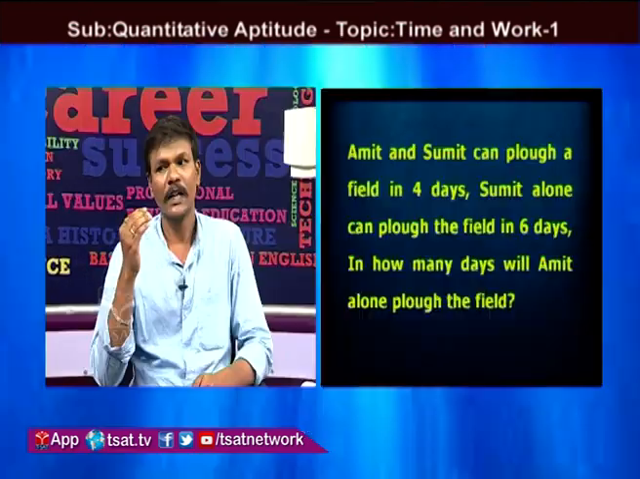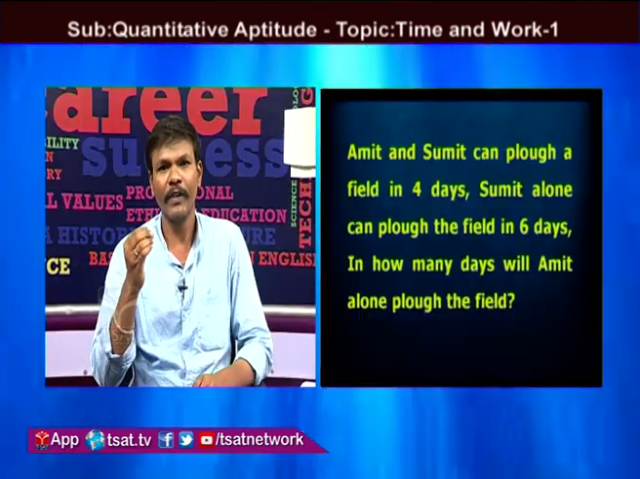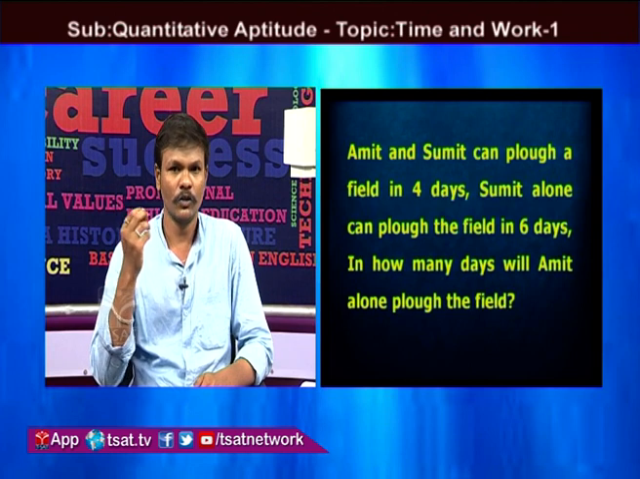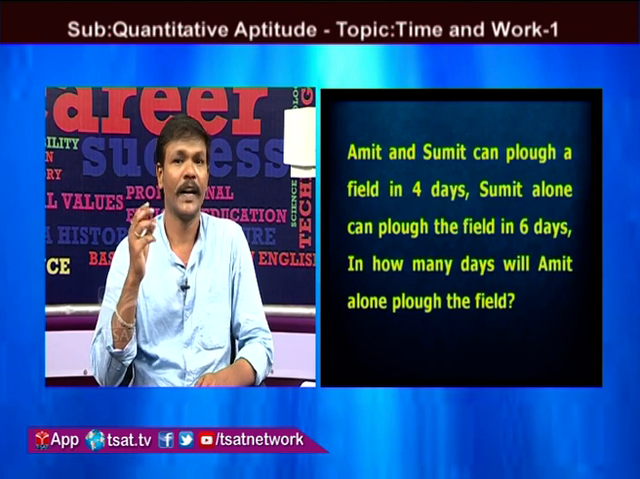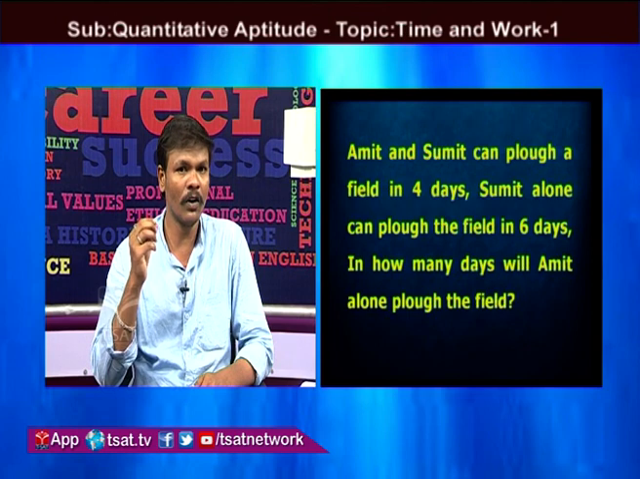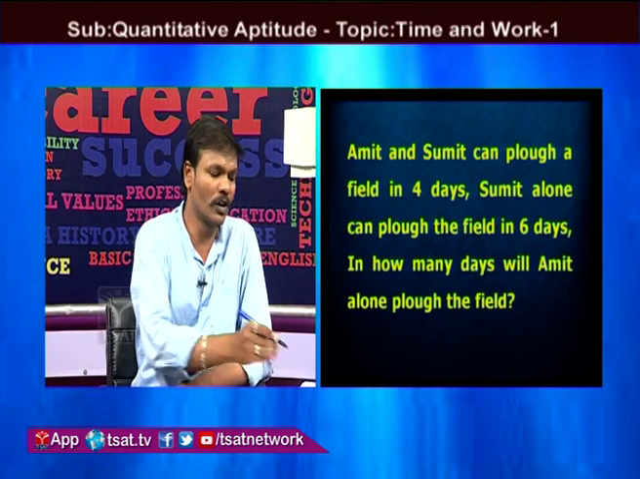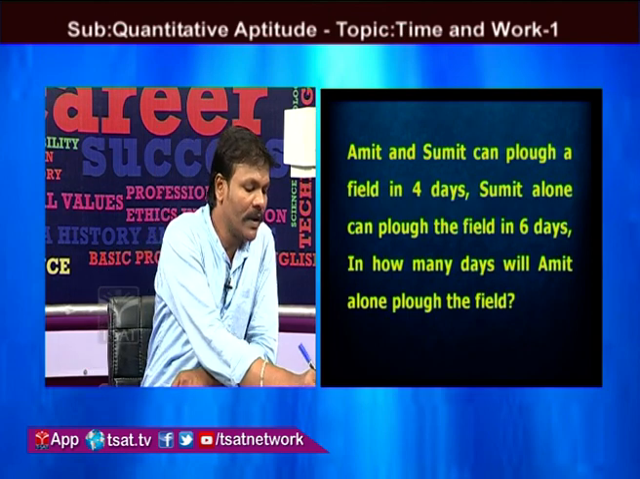Sumit alone can plow the field in 6 days. Sumit only working takes 6 days. In how many days will Amit alone plow the field? When we observe Amit and Sumit from the question.